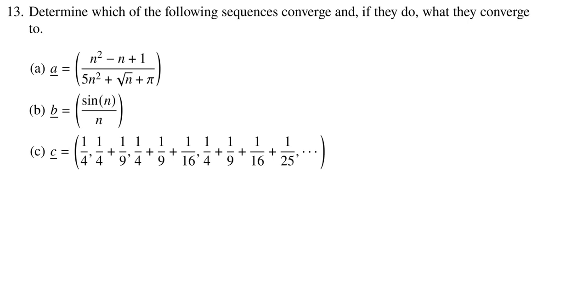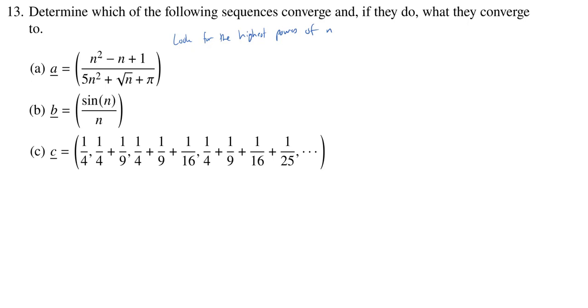So in A, we're given a sequence whose terms are almost rational functions of n. There is this square root in here, and it makes things a little bit weirder, but ultimately, the intuition needs to be: when I have sequences whose terms are of this form, look for the highest powers of n in the numerator and the denominator.